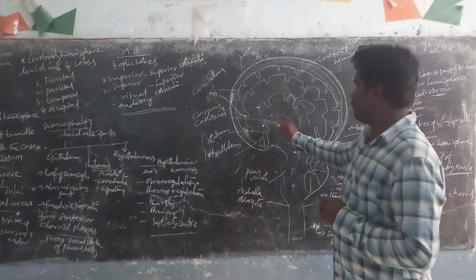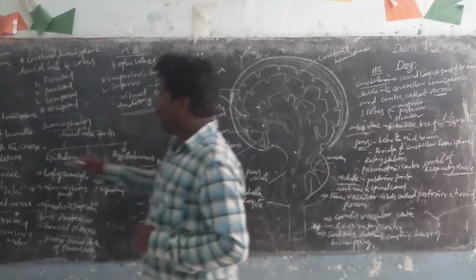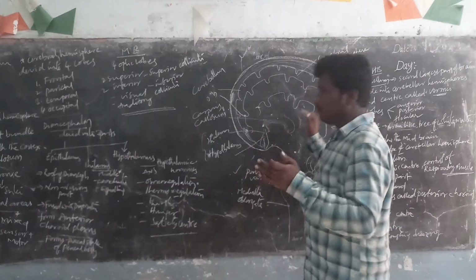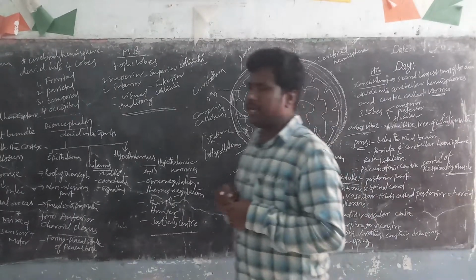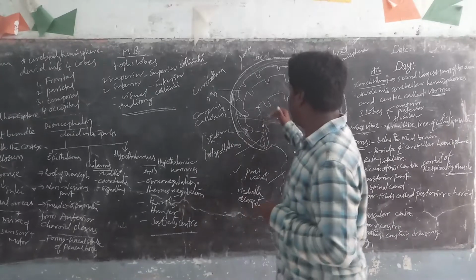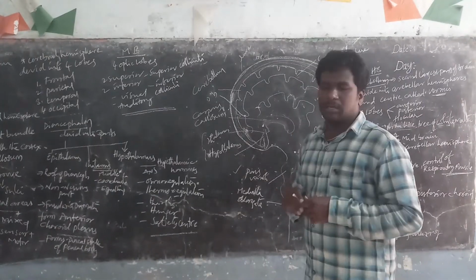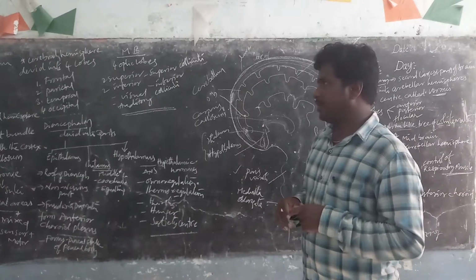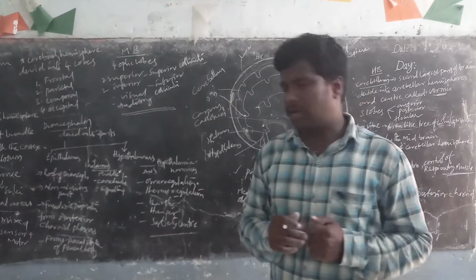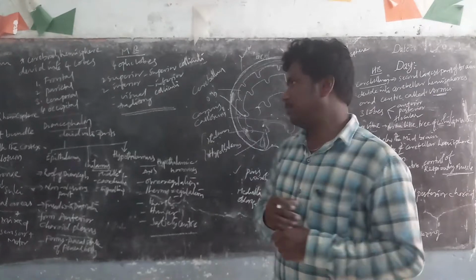Here the cerebral hemispheres are connected by a white flat bundle of myelinated fiber beneath the cortex, which is called the corpus callosum. The corpus callosum is found majorly in highly aware organisms whose brain is highly developed.